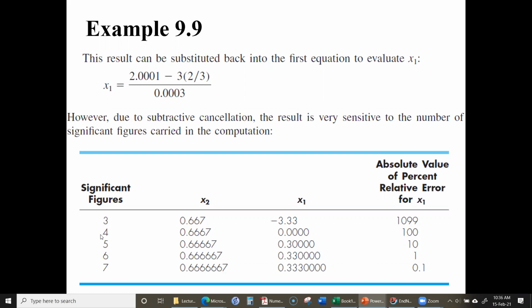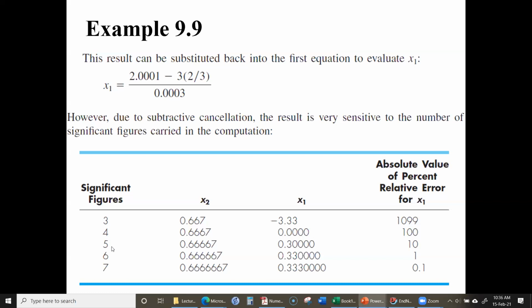For example, if we use 4 significant digits, the value of x2 obtained will be 0.66667. This is an answer in 4 significant digits. The value of x1 will be 0.00000. But still the correct value is 1/3, so it is still 100% different.